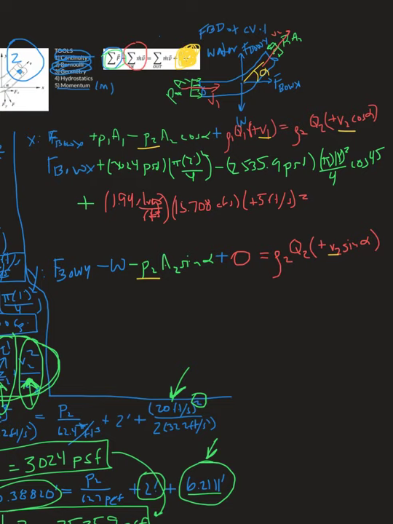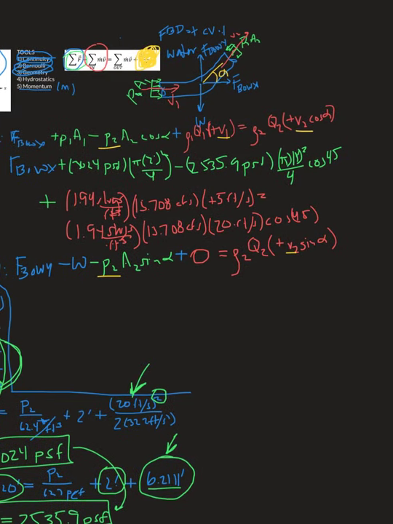I'm just going to put it right underneath for the other side of this equation: 1.94 slugs per cubic foot. I wish there was an easier way to write that out. 15.708 CFS, 20 feet per second, times cosine 45. And if we put all that together, I'll just go ahead and solve it over here.